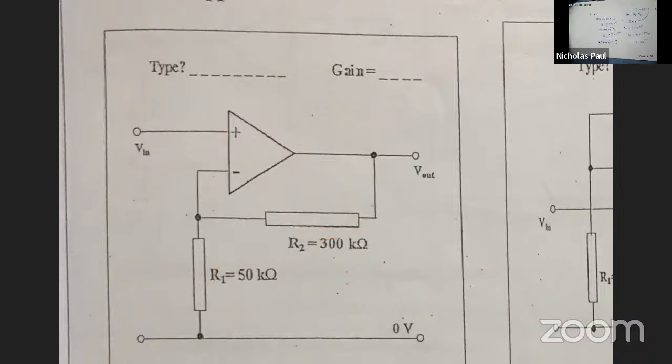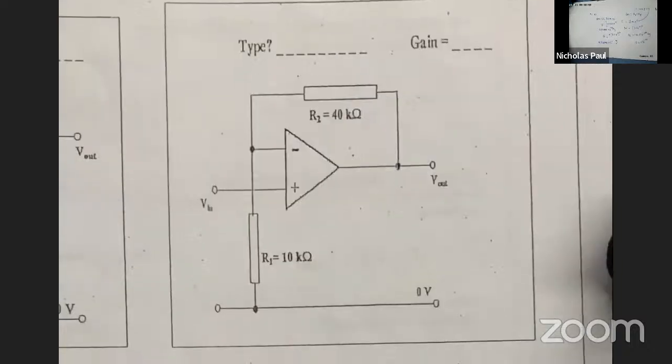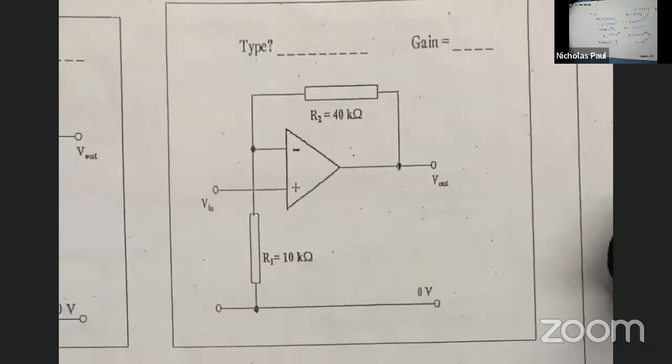Nice. Next one. What type of op amp is this? Non-inverting again. So that's 1 plus the feedback, which is 40 on 10. The good thing is the feedback is always larger, right? So that's 1 plus 4, which is 5.